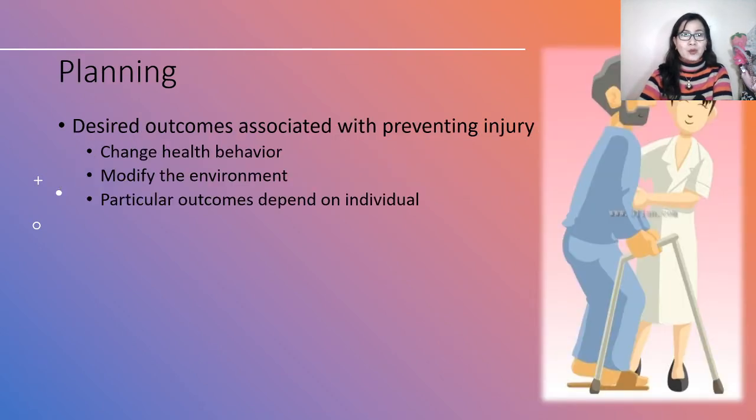And then when we do the plan of care, we look forward to the desired outcomes associated with prevention of injury. It could be because of a change of health behavior, also manifested by a modified environment, and particular outcomes depend on the individual's safety.